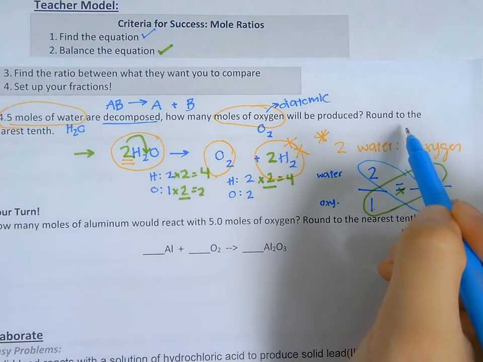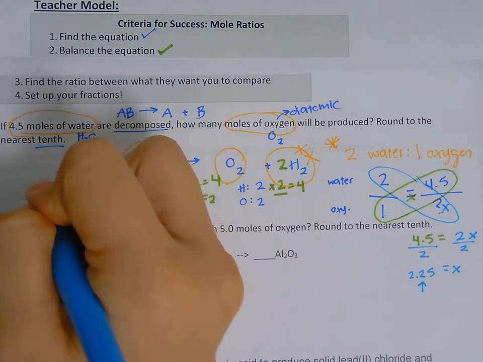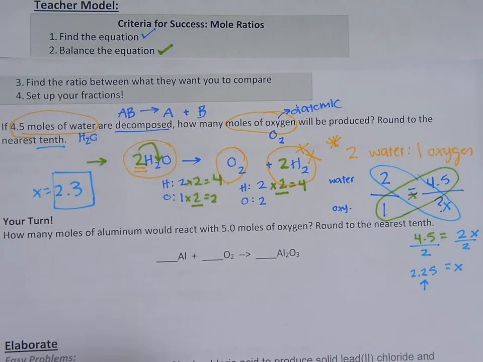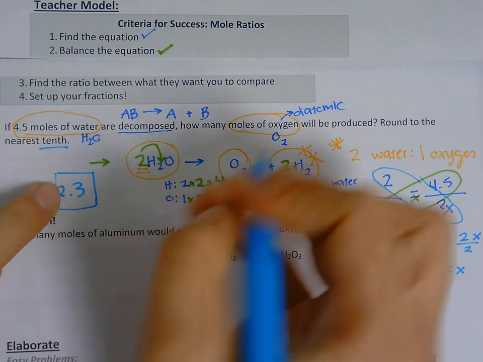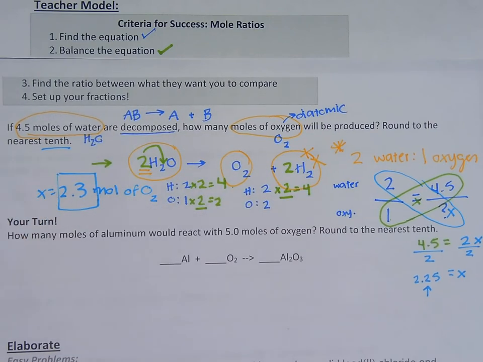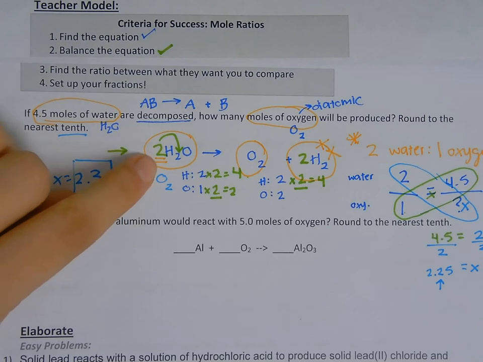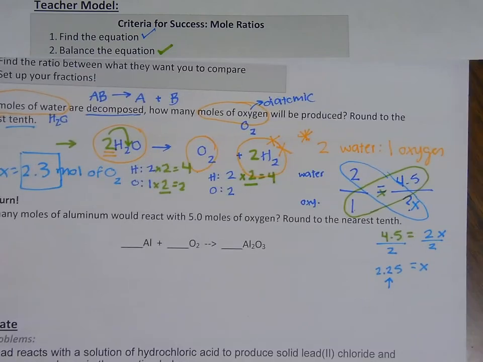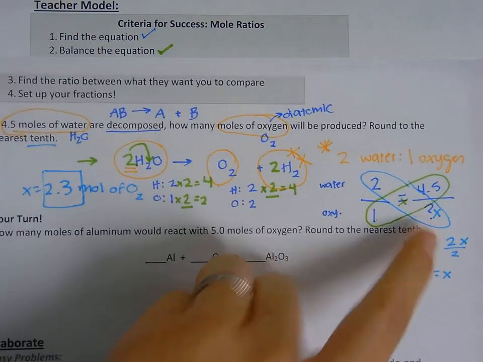And the question tells me to round to the nearest tenth. That means the first decimal place. So x is actually equal to 2.3. So for every 4.5 moles of water, there are 2.3 moles of oxygen. And that is how you solved it. So you set up your equation, you balance it out, use the coefficients to find the ratio of whatever they're asking you, and then you set up a ratio equation where you're comparing both ratios and just solving for the missing piece. And that's it.